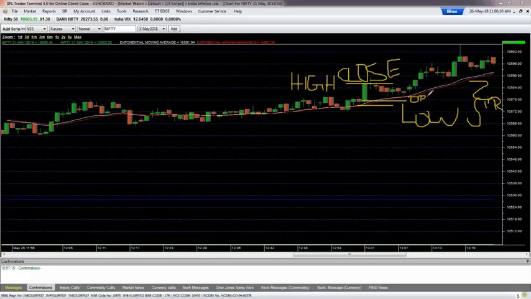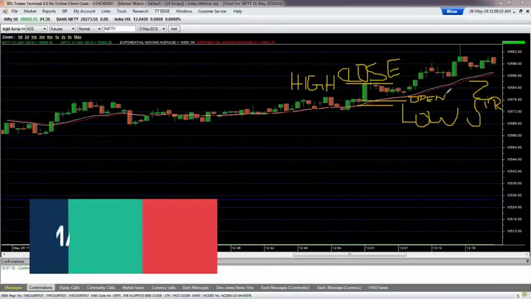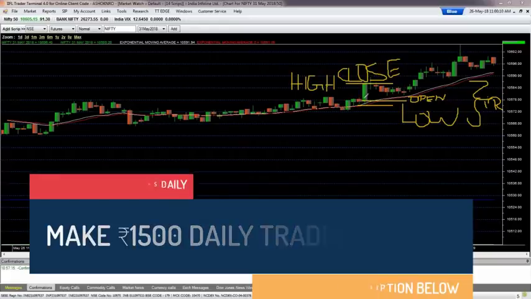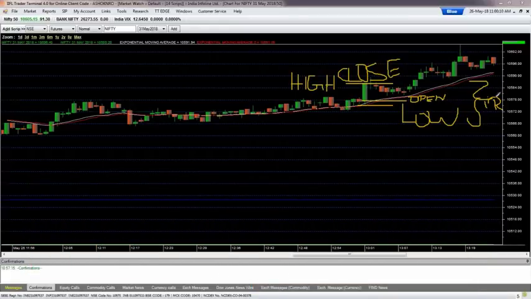Green candles always have a lower opening and higher closing. Red candles always have a higher opening and lower closing. The distance between open and close is called the body. So this one over here is the body.